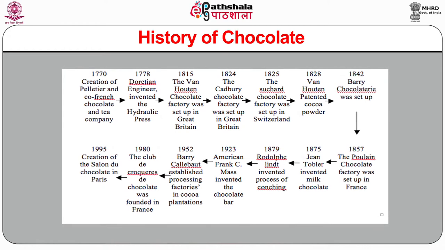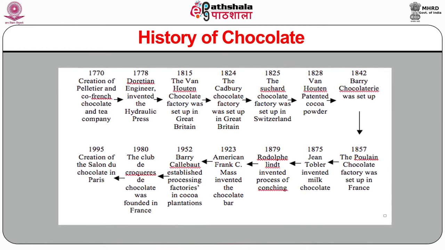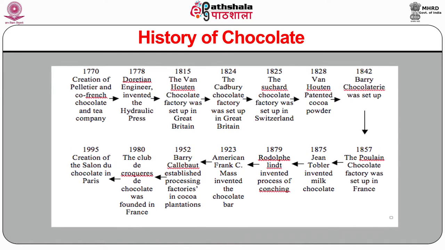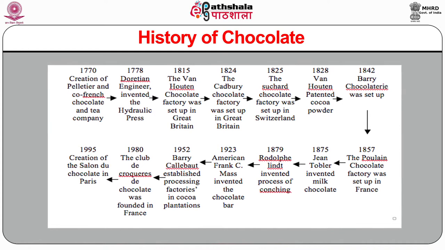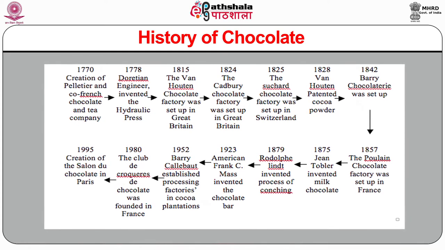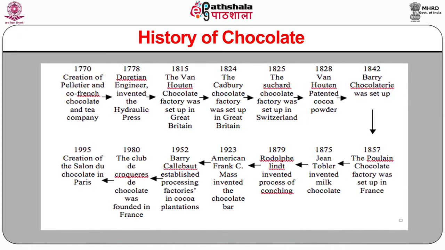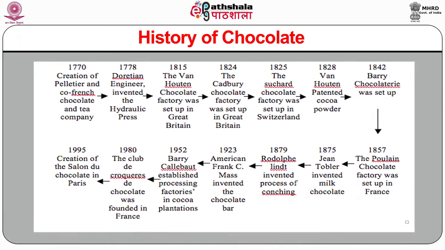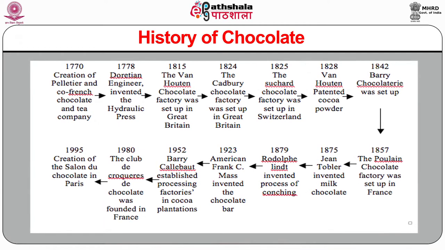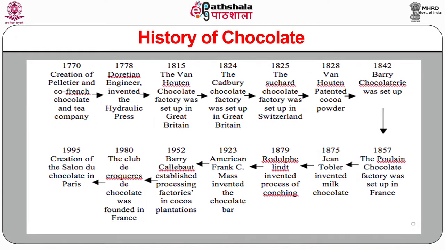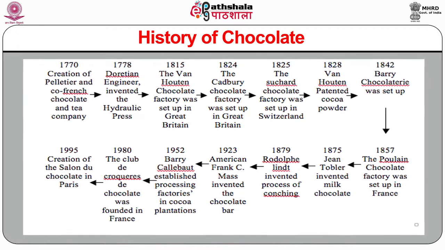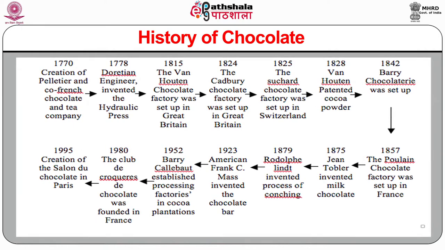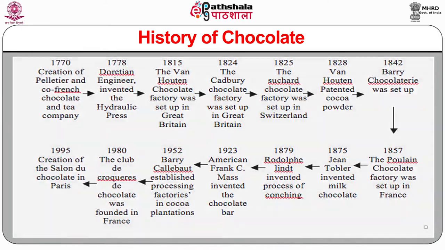1875, Daniel Peter invented milk chocolate. 1879, Rodolphe Lindt invented the process of conching. 1923, American Frank C. Mars invented the chocolate bar. 1952, Barry Callebaut established processing factories in cocoa plantations. 1980, the Club des Croqueurs de Chocolat was founded in France. 1995, the creation of Salon du Chocolat in Paris.